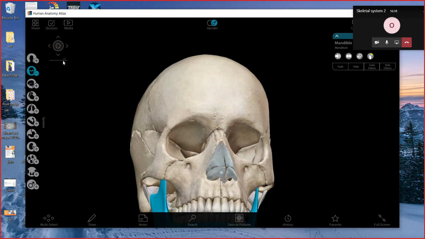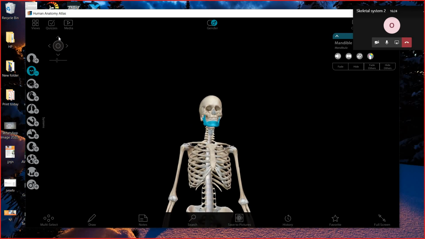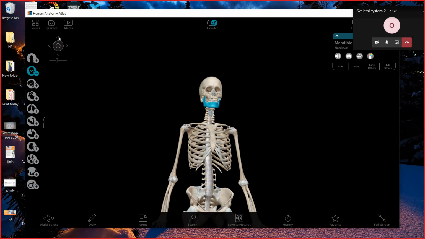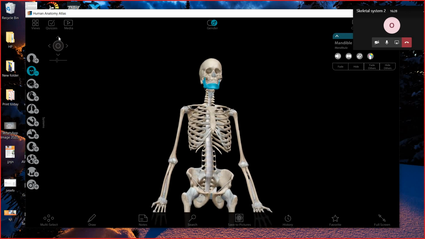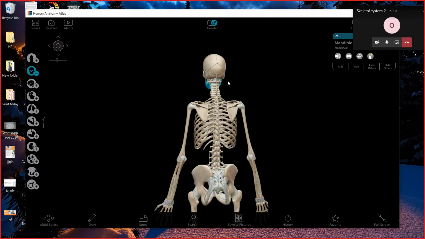Then we have the backbone. The backbone or the vertebral column. Here. Yes. This is the vertebral column or the backbone. Yes. This is the backbone. This is the vertebral column.